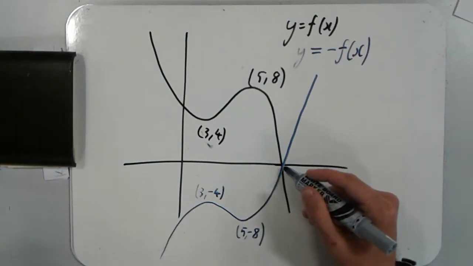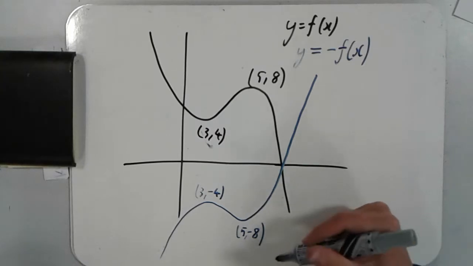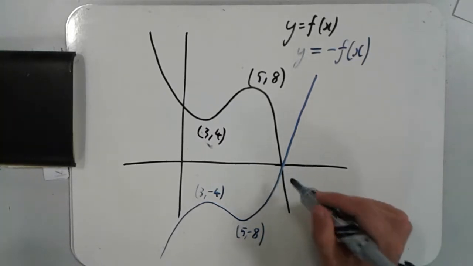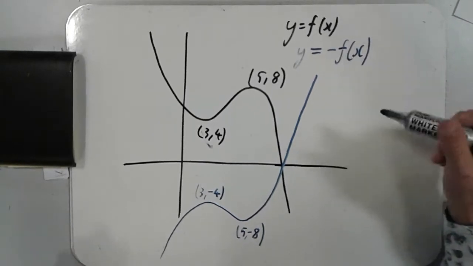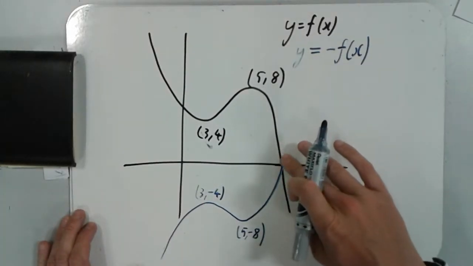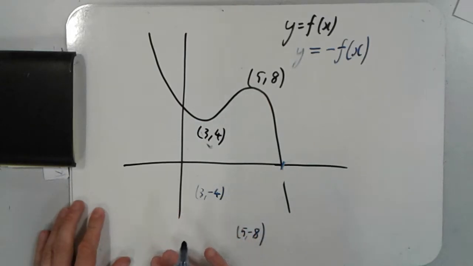Notice that it still passes through the x-axis at exactly the same point, because 0 multiplied by minus 1 is still 0. Okay, so that's y equals minus f(x), noticing that it acts on the y values.